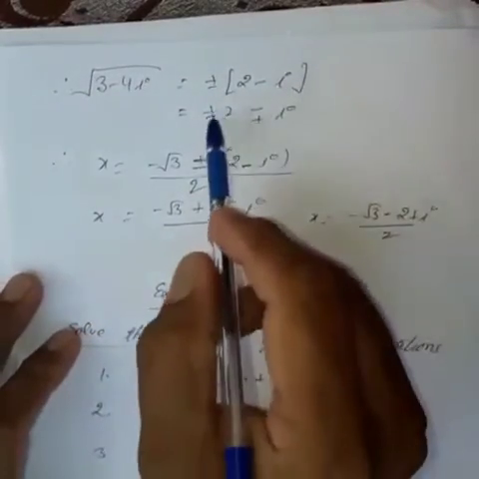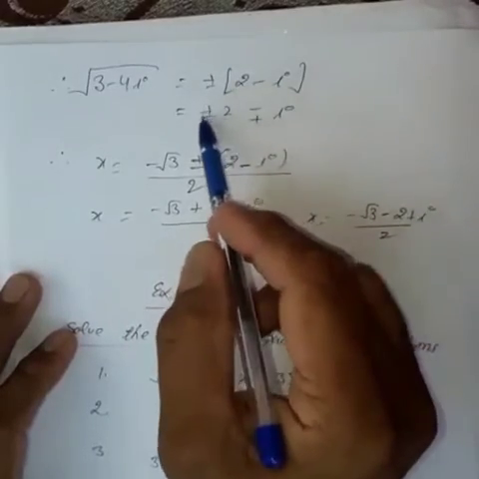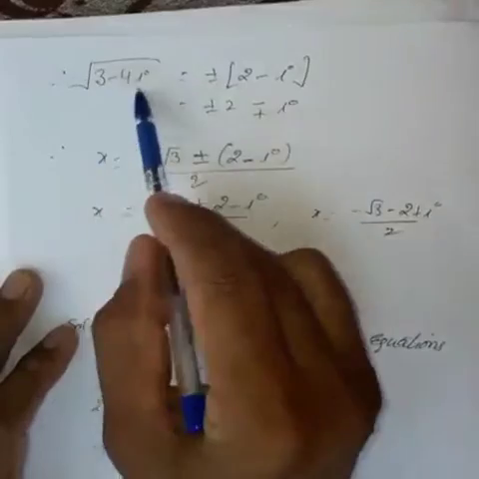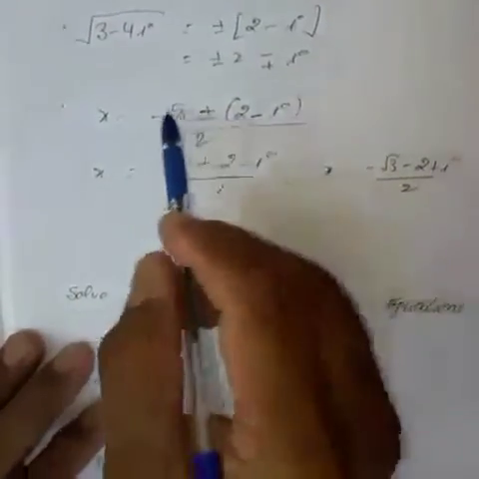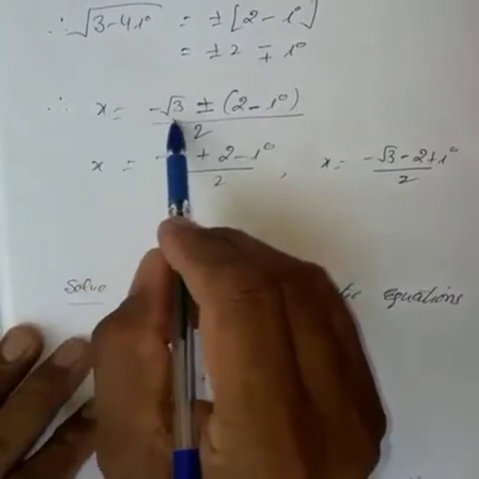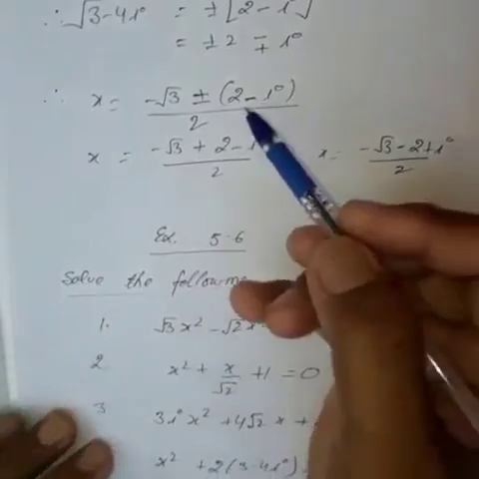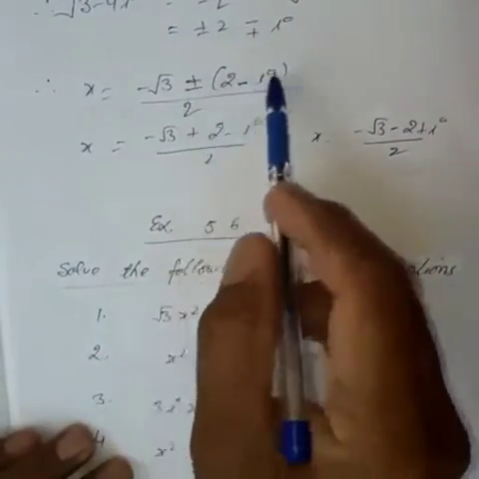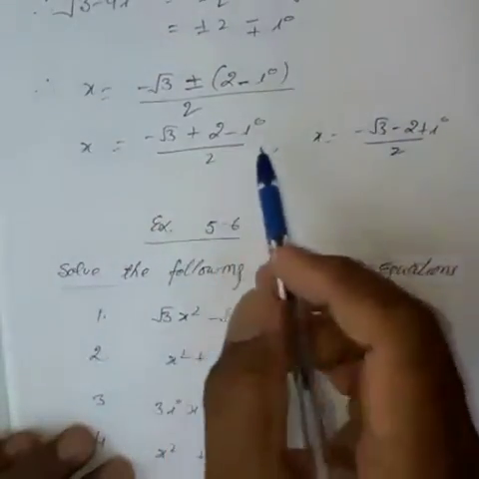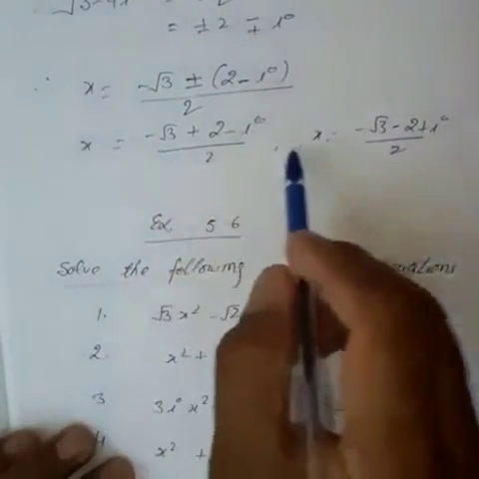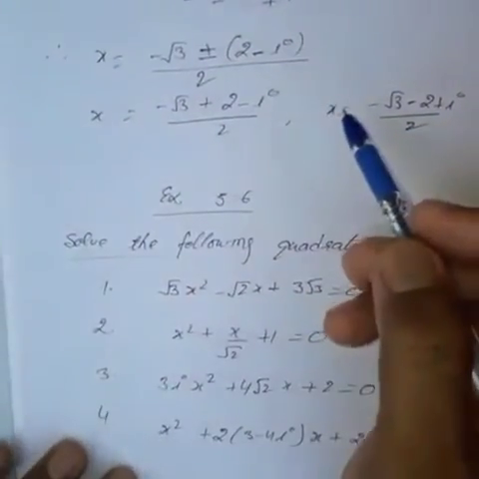If you multiply, plus minus 2 minus plus iota. Now we will replace this value in the original value of x. So it will be x is equal to minus root 3 plus minus 2 minus iota, upon 2. So by calculation, first taking the positive sign, then the negative sign, we'll get two different values of x that can be calculated. So I hope it is clear to you.